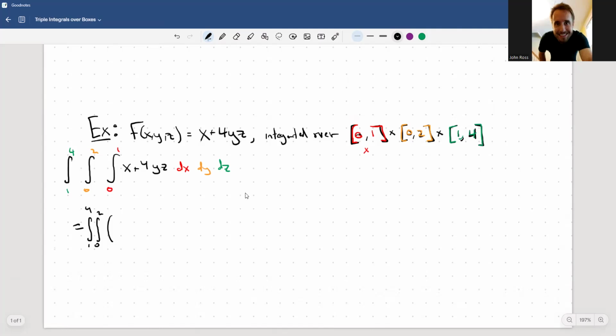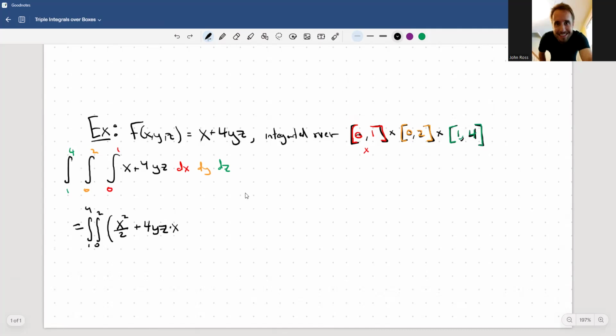But on the inside, in order to compute this integral, I need to find an antiderivative. And I can do this using the fundamental theorem of calculus. And my variable is an x. So my x becomes an x squared over 2 plus, and now notice the 4yz doesn't have any x's in it. So that just becomes a 4yz times x, right? The same way that any constant, when integrated with respect to x, would become a constant times x.